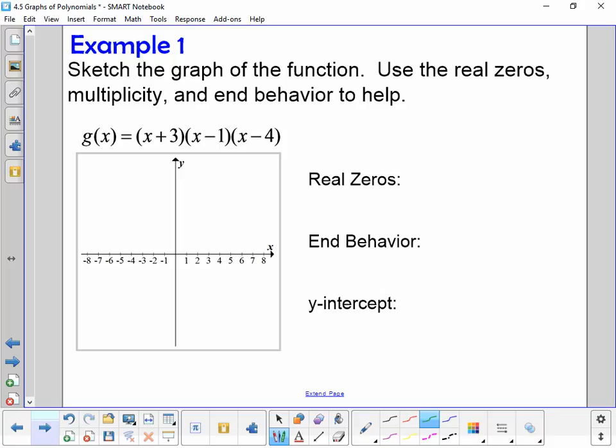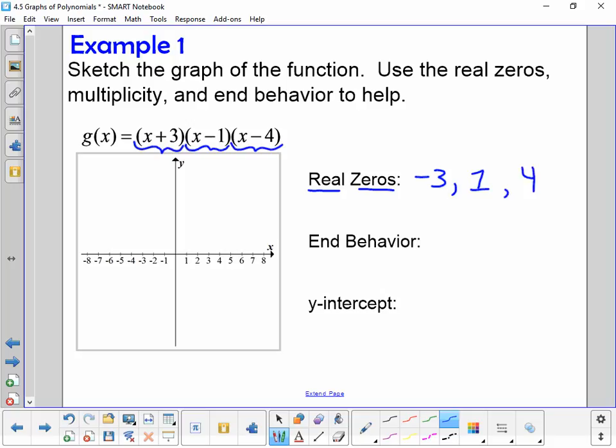So our first one will be already in intercept form here. It's g of x equals x plus 3 times x minus 1 times x minus 4. So the first place we want to start with graphing these functions or making sketches of these functions is I want to know the real zeros. Well, each of these roots corresponds with a zero of the function. The factor x plus 3 corresponds with the zero, -3. The factor x minus 1 corresponds with the zero, 1. And the factor x minus 4 corresponds with the zero, 4.